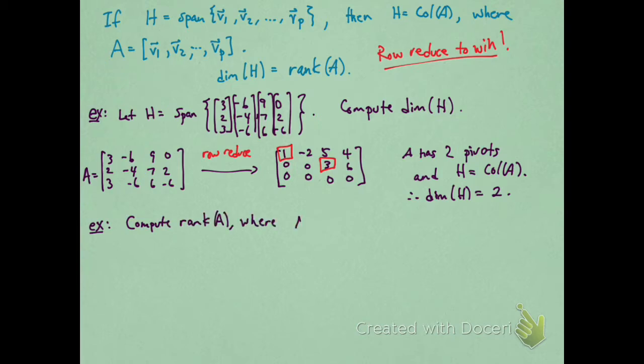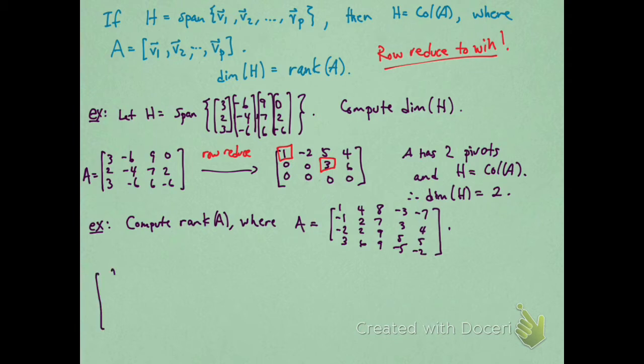Let's look at a more complicated example. Let's compute the rank of the matrix A, where A is this 4 by 5 matrix. The first row is 1, 4, 8, minus 3, minus 7; then minus 1, 2, 7, 3, 4; then minus 2, 2, 9, 5, 5; then 3, 6, 9, minus 5, minus 2.